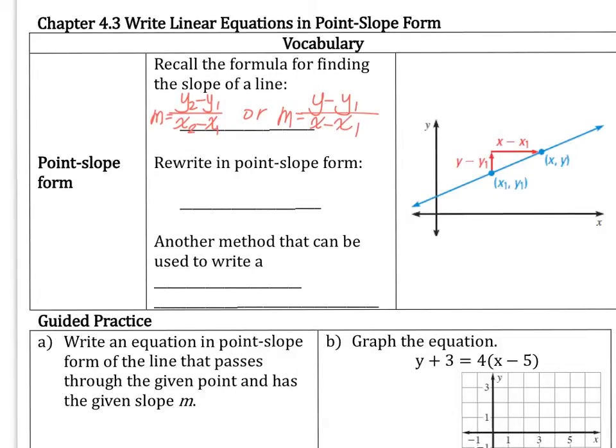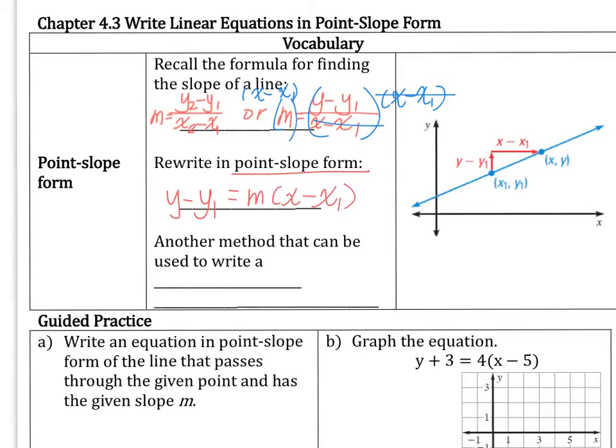Now we can use this slope formula to rewrite it in point-slope form by multiplying both sides by x minus x1. So we can cancel this out, and I'm going to rewrite the point-slope form down here. Y minus y1 equals m times x minus x1. This is just another method that can be used to write a linear equation, or in other words, linear function.